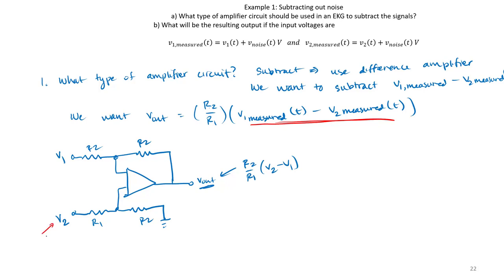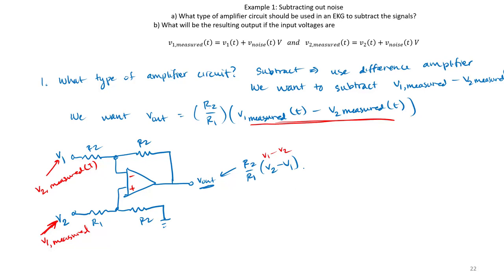We want V1 measured to be plugged in for V2, and we want V2 measured to be plugged in for V1. That way we will subtract V1 from V2. So just be careful of your ordering there. And again, remember to label everything. And so that is the amplifier we would want to use.